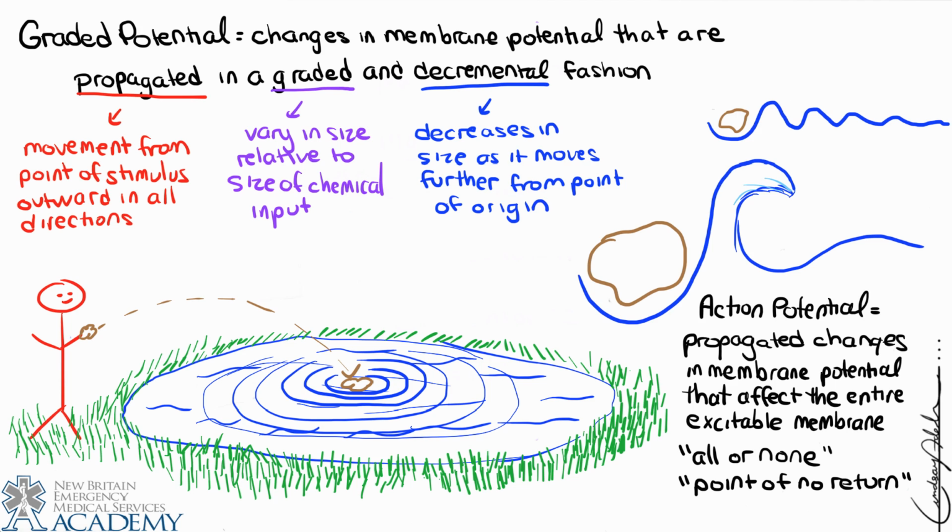So that wraps up our overview of graded potential and action potential, and in the next video, we'll be able to observe how these processes play a role in neuron behavior.